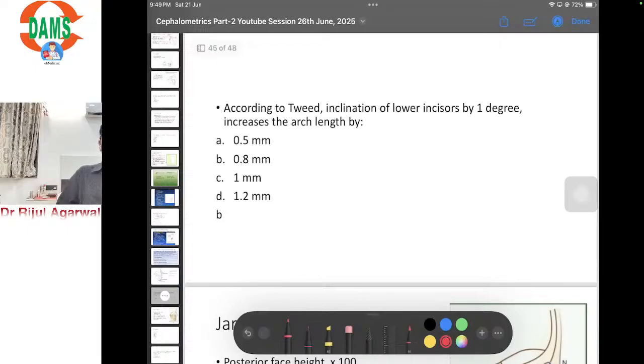Another important question. According to Tweed, inclination of lower incisors by 1 degree increases the arch length by... Students just remember, if the question says according to Tweed, it is 0.8 mm. If the first words according to Tweed are removed, just inclination of lower incisors by 1 degree increases the arch length by, then the answer becomes 0.5 mm. So Tweed only said it is 0.8, the rest it is 0.5 mm. So the question must have the words according to Tweed, then only 0.8 mm is the correct answer.